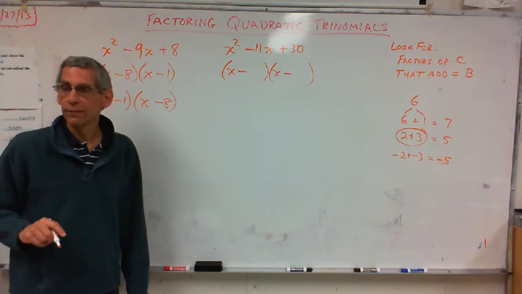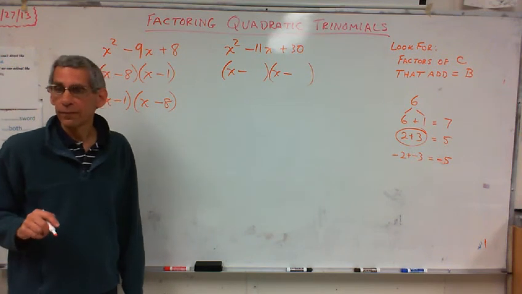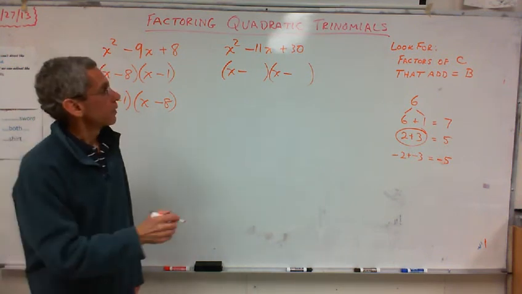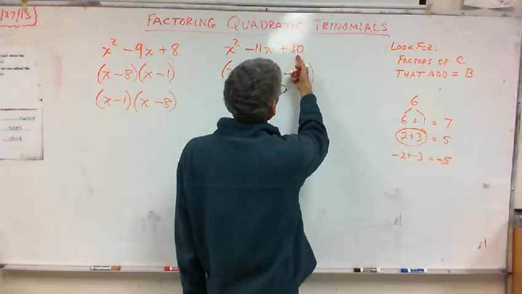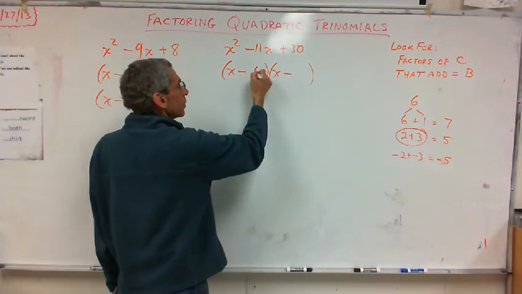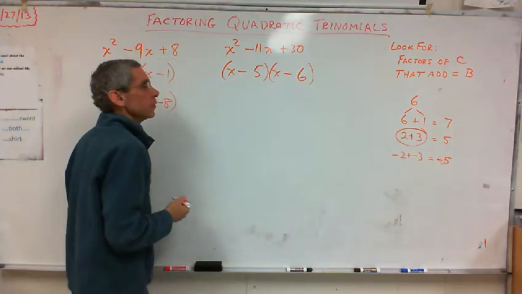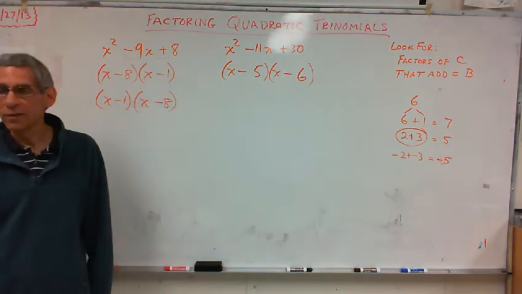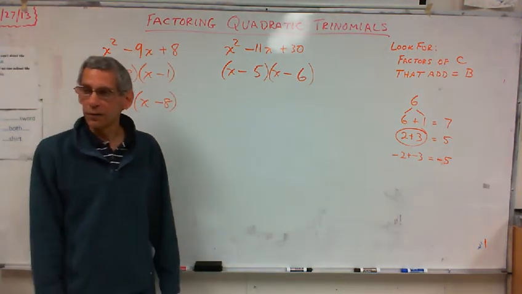Okay, Calla. Negative 6 and negative 5. Let's see. Negative 6 times negative 5 is positive 30. Negative 6 plus negative 5 is negative 11. There you go. Awesome. Good job. You guys have this down.